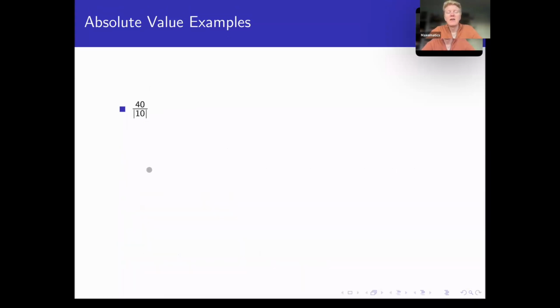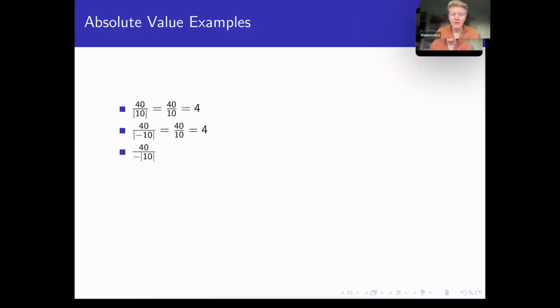Okay, let's do some division examples. 40 divided by the absolute value of 10. Absolute value of 10 is 10. 40 divided by 10 is 4. Okay. 40 divided by the absolute value of negative 10. Well, the absolute value of negative 10 is 10, and 40 divided by 10 is 4.